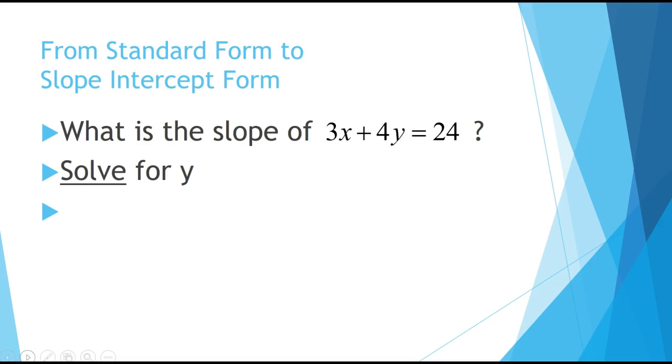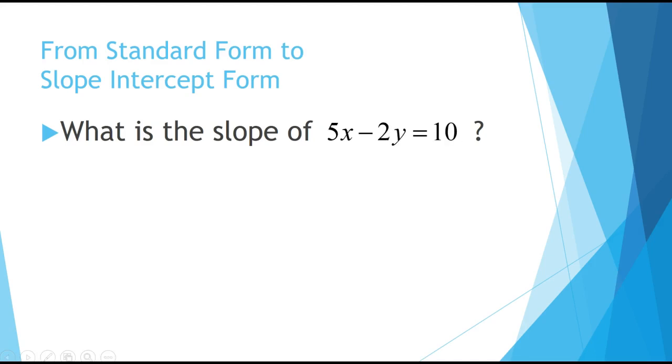Going back to our initial question of what is the slope, now that we've solved for y and put it into slope-intercept form, y equals negative 3/4 x plus 6, which means that our slope is negative 3/4.